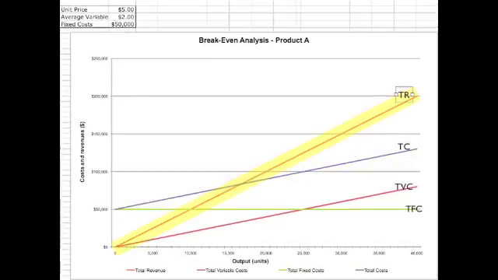The total revenue, labeled TR, starts at 0 and goes upwards in a direct correlation. Revenue is price multiplied by quantity sold, so when there's no output, there will be no revenue, and as output increases, revenue increases. This is based on the assumption that all output is sold. The price for product A is set at $5 per unit.